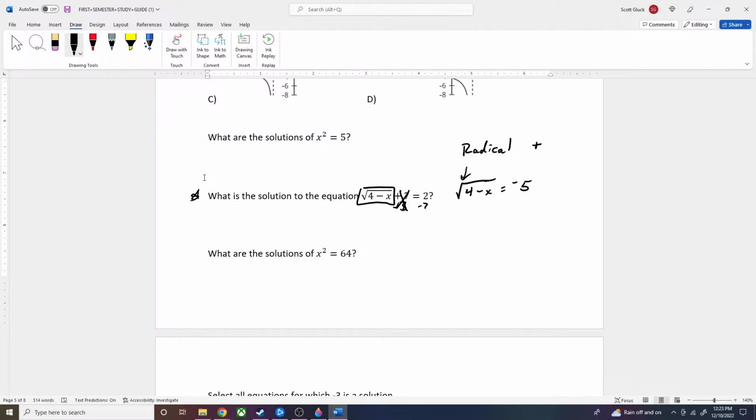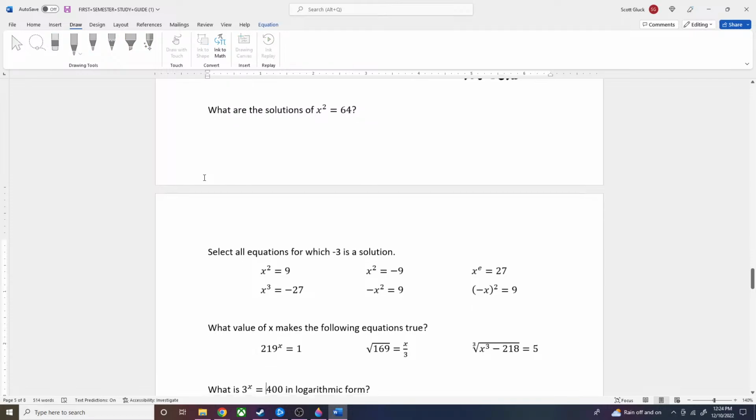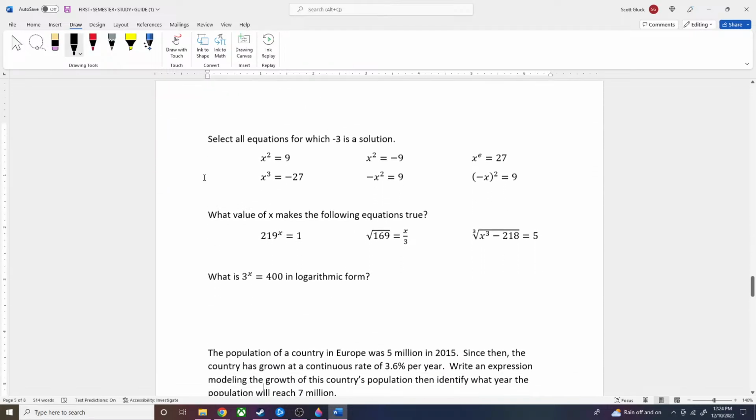So if you set this radical equal to a negative number, it can't fulfill that equation because this symbol is always positive. What that means is that here you're going to have no solution. That's it. You're done. No solution. Okay?